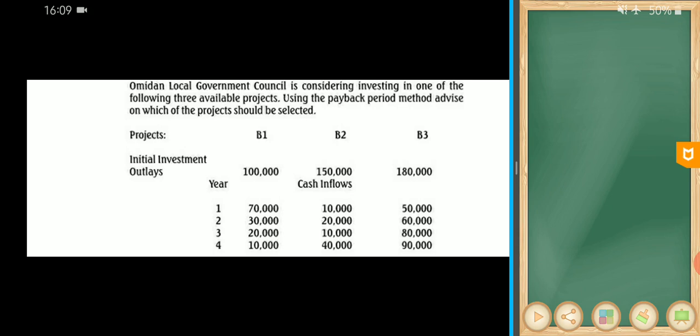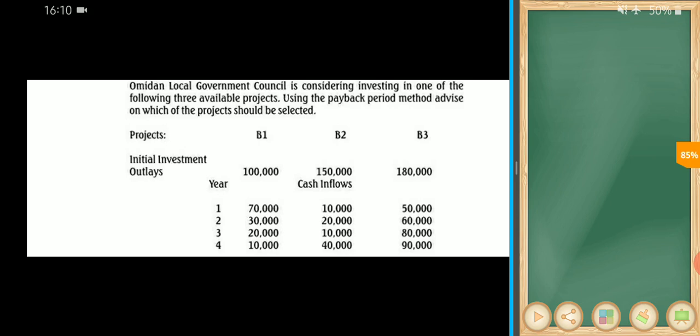Let's look at B2. B2, you invested 150,000 naira. In year 1, you got 10,000 naira. That means you are left with 140,000 to recoup. In year 2, 20,000 naira. That means you are left with 120,000 naira to recoup. In year 3, you got another 10,000 naira. It means you are left with 110,000 naira to recoup. In year 4, you got 40,000 naira. It means you still have 70,000 naira to recoup. That means for project B2, in the 4 years, you won't be able to recoup all your investment.